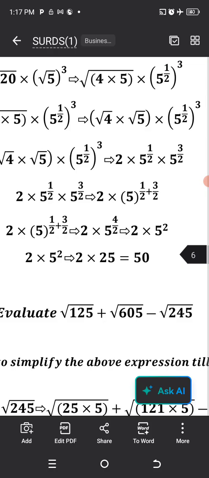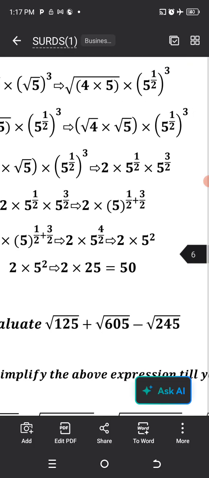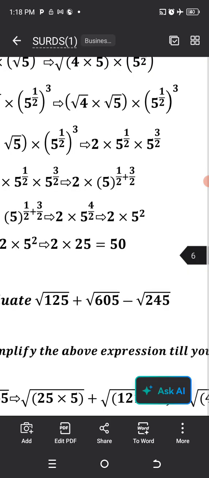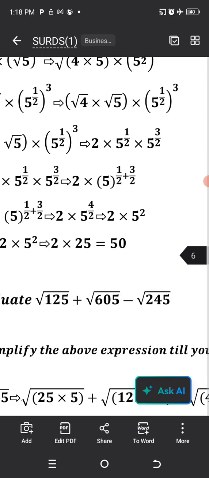So, having this, you add up their powers. That is why you see the expression here: 2 times 5 raised to power 1 over 2 plus 3 over 2. From basic mathematics, which even primary school students can solve, 1 over 2 plus 3 over 2 will definitely give you 4 over 2, which is actually 2. Are you getting it now? So 5 raised to power 1 over 2 plus 3 over 2 is 5 raised to power 4 over 2. That gives you 5 raised to power 2, because 4 divided by 2 is 2.